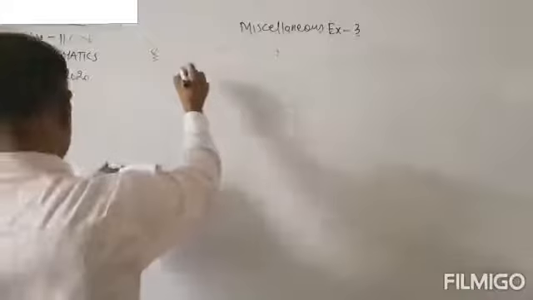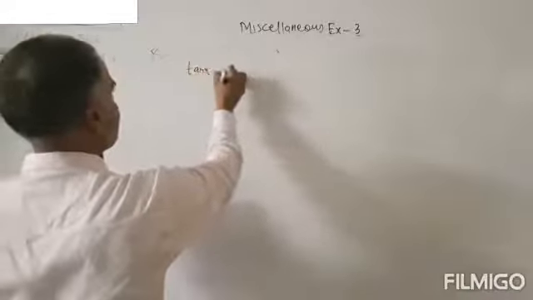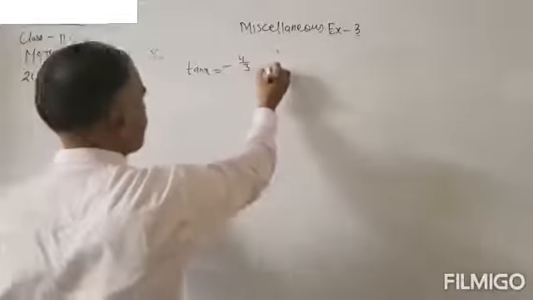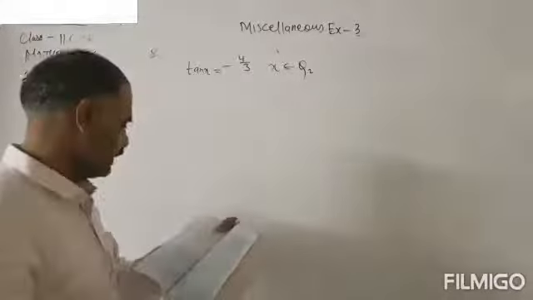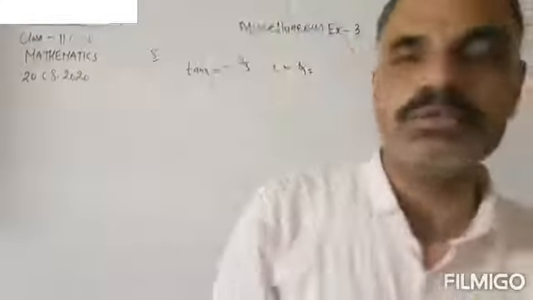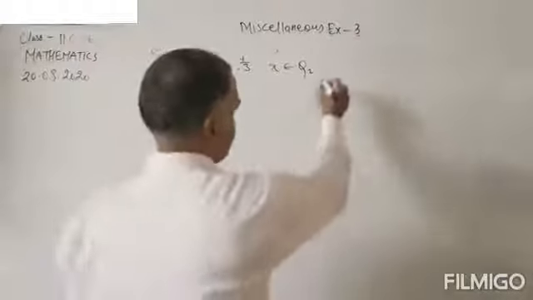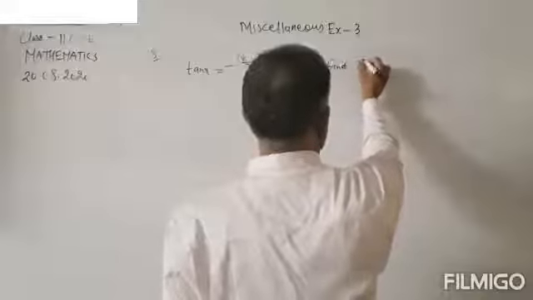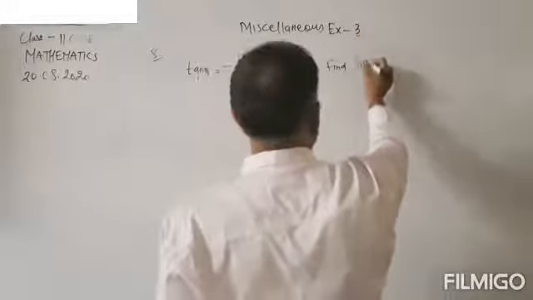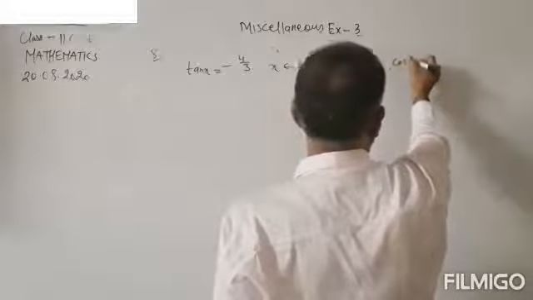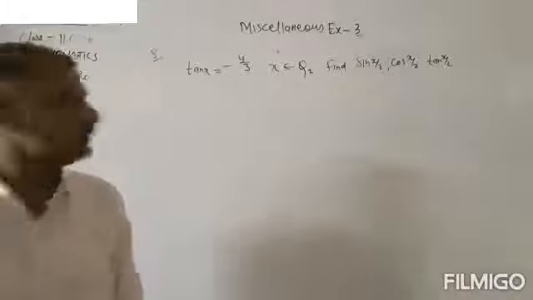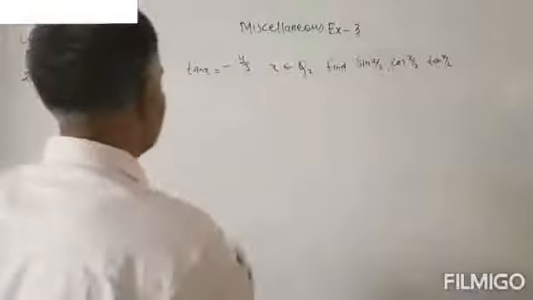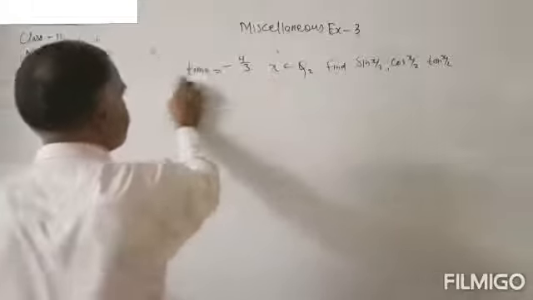Question number 8: tan x is equal to minus 4 by 3, x lies in quadrant second. We have to find sin x by 2, cos x by 2 and tan x by 2. Given that tan x is equal to minus 4 by 3.